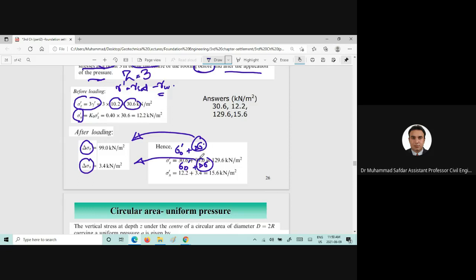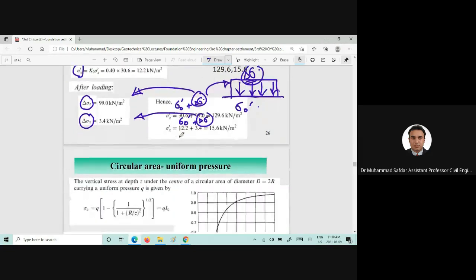Why we need to find those delta sigma: they are the stress increases. So you already know that if we have a soil initially without a foundation load on top of it, we can call that sigma naught prime, and the stress increase due to this particular load is calculated using different equations for different types of foundations.